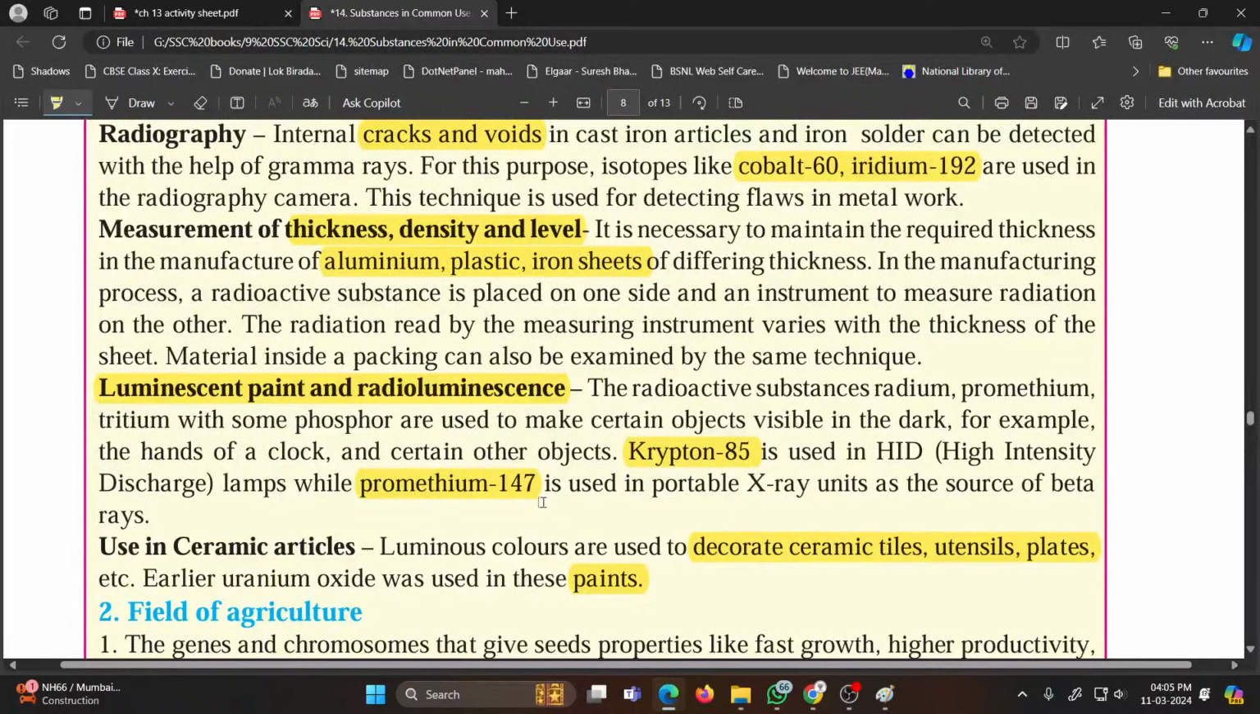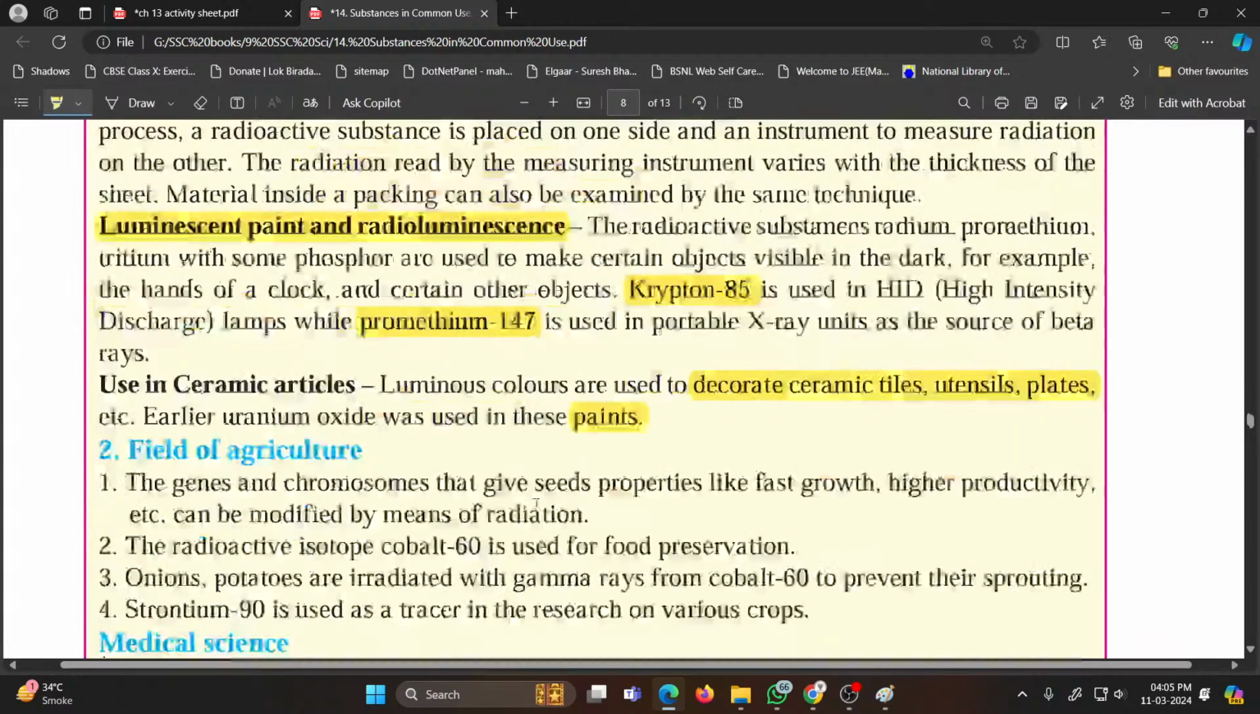The first is identifying the cracks and voids, cobalt 60 and iridium 192. Measurement of thickness, density and level in the manufacture of aluminium, plastic and iron sheets. Luminescent paint and radioluminescence, krypton 85 and promethium 147, in the decoration of ceramic articles, utensils and plates.